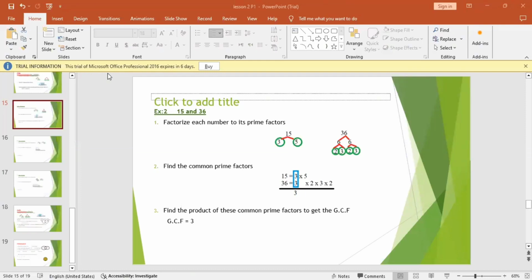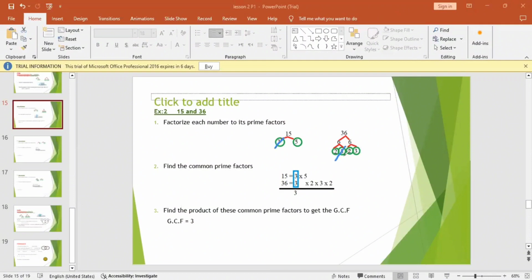The GCF of 15 and 36. First, factorize 15, 3 times 5. 36, I can get it by many methods. I will get it by 6 by 6, then factorize 6 to be 2 times 3, and 6 to be 2 times 3. Now, when I write 15, I write 3 times 5. When I write 36, I have only one 3 common, okay? Then this is 3 like this.